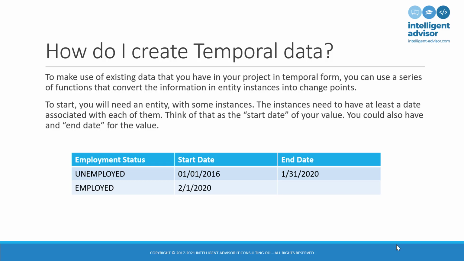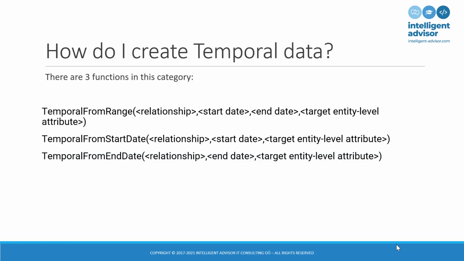Let's take a simple example and say I have an entity here called the personal circumstance, and I have the employment status, and I have a start date and an end date. And you can see that I have created two instances of this entity. There are three functions in this category that let me create a temporal attribute from data like this. Temporal from start date, temporal from end date, and temporal from range. And they all work essentially the same way. You give them a bunch of instances, you give them at least a start date, and then you tell them what data it is that you're interested in for your temporal attribute.